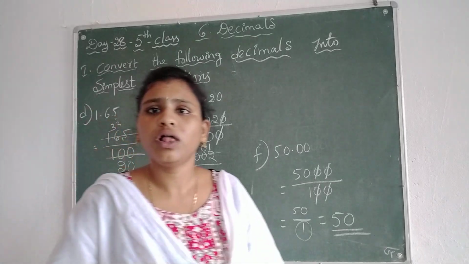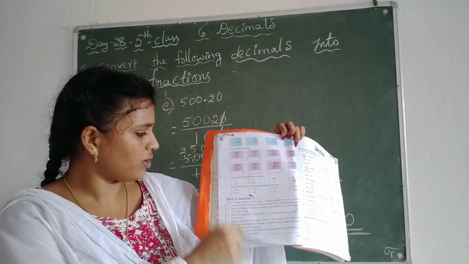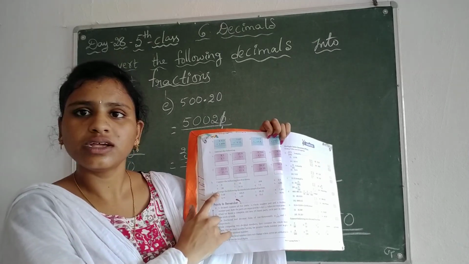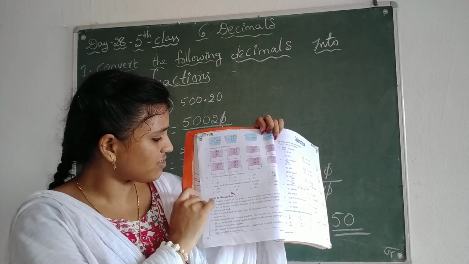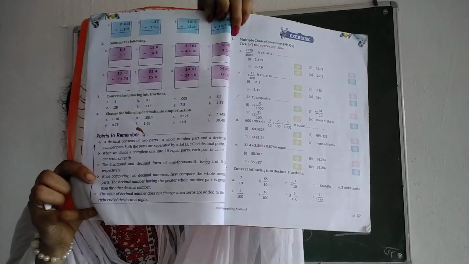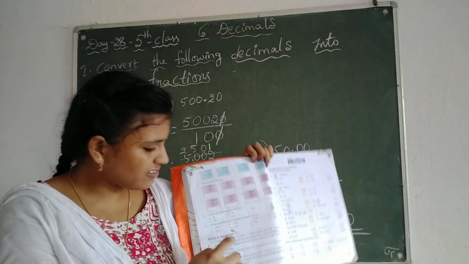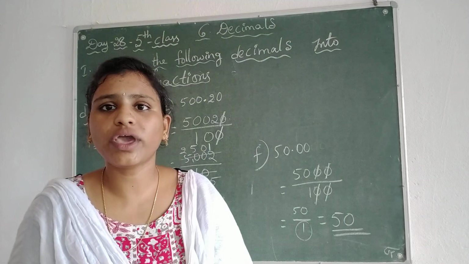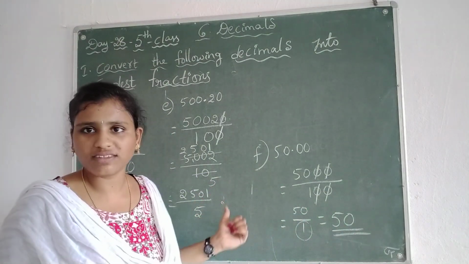All of you look at your textbook, page number 84, fourth topic: change the following decimals into simplest fractions. See here we have 8 sums. All of you must do these 8 sums. Okay, I hope you understand this class. All of you once note down.